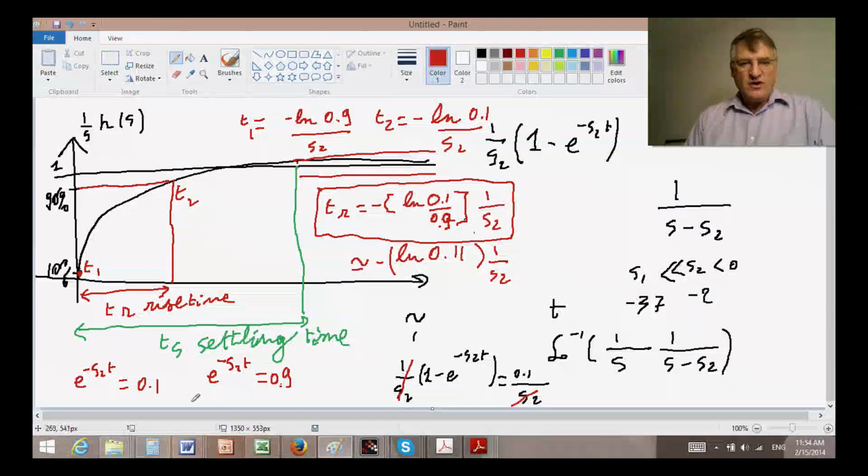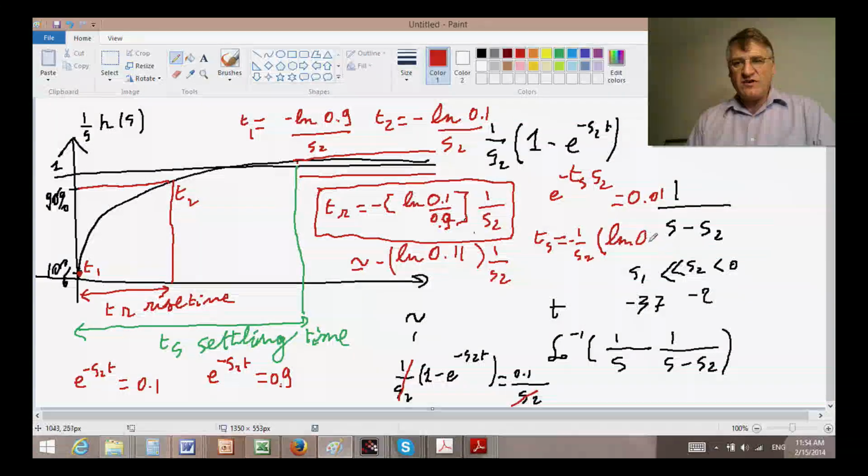For the settling time, we just keep saying e to the minus Ts S2 must now be equal to, we said within 1%, so it is equivalent to saying that this is equal to 0.01. And likewise, we get Ts is equal to minus 1 over S2 times natural log of 0.01. And we see that this is much slower than that. This one is longer than this one.